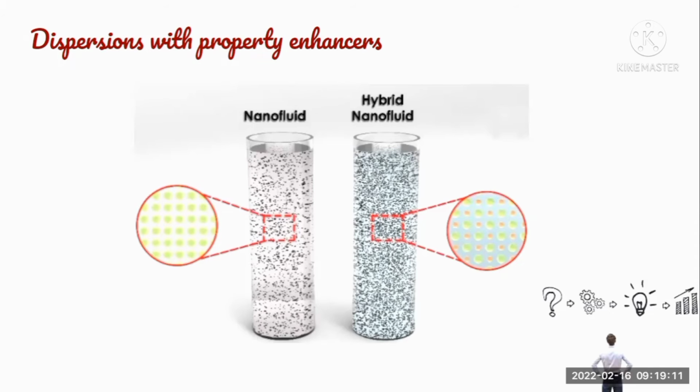So back in the 1990s, Choi identified the potential of conventional fluids such as water, oil, glycols, etc., to be enhanced when they were dispersed with micro-sized metal or metal oxide powders. However, due to challenges such as sedimentation, channel clogging and abrasion, the powders were downsized to nanometers and their performances were evaluated. Once the particle sizes were in the nano range, the fluids were coined as nanofluids.